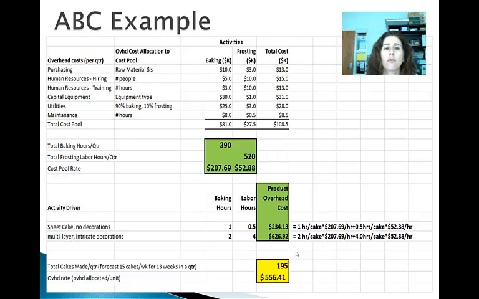So that's our first example of activity-based costing. We'll go on to part 3 of the Introduction to ABC video, and we'll go over pros and cons and another short example.